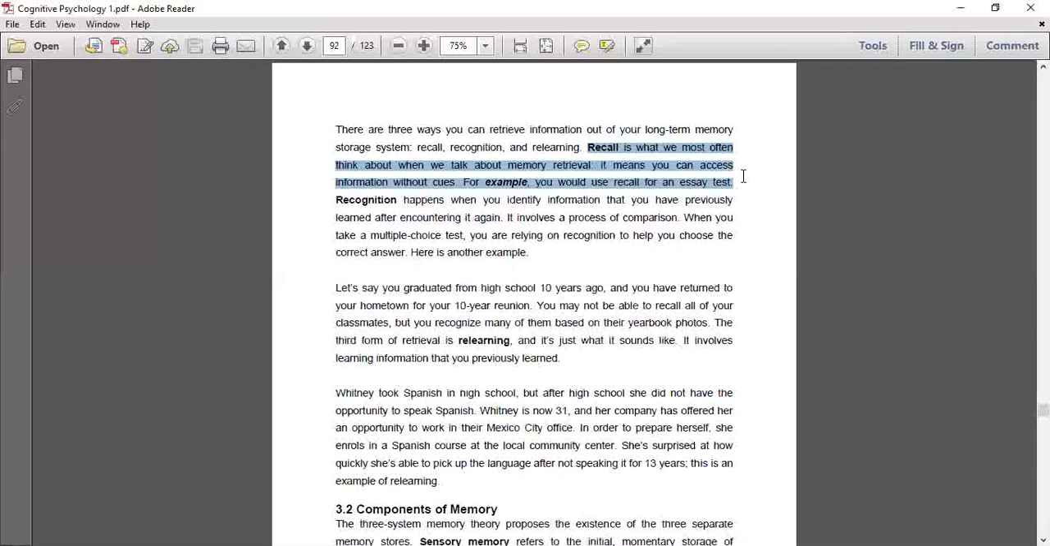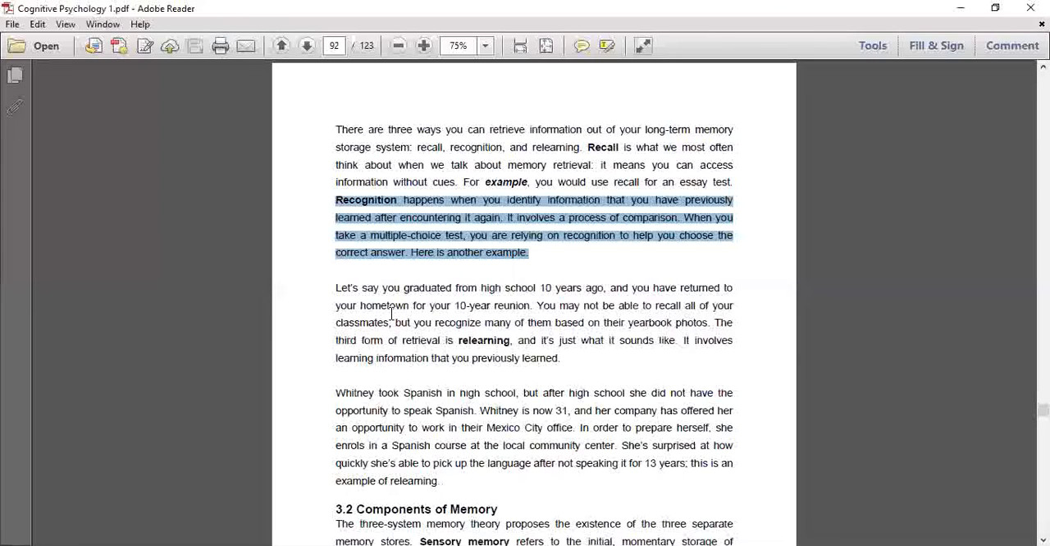Then recognition, like going to pattern and perception, happens when you identify information that you have previously learned after encountering it again. It involves the process of comparison. When you take a multiple choice test, you are relying on recognition to help you choose the correct answer. Writing an essay test, you recall. Writing a multiple choice, another example, you recognize.